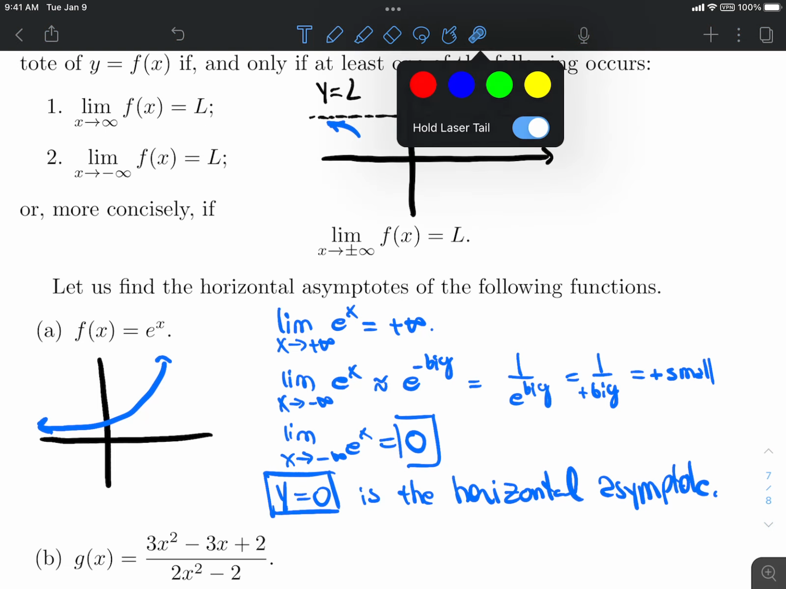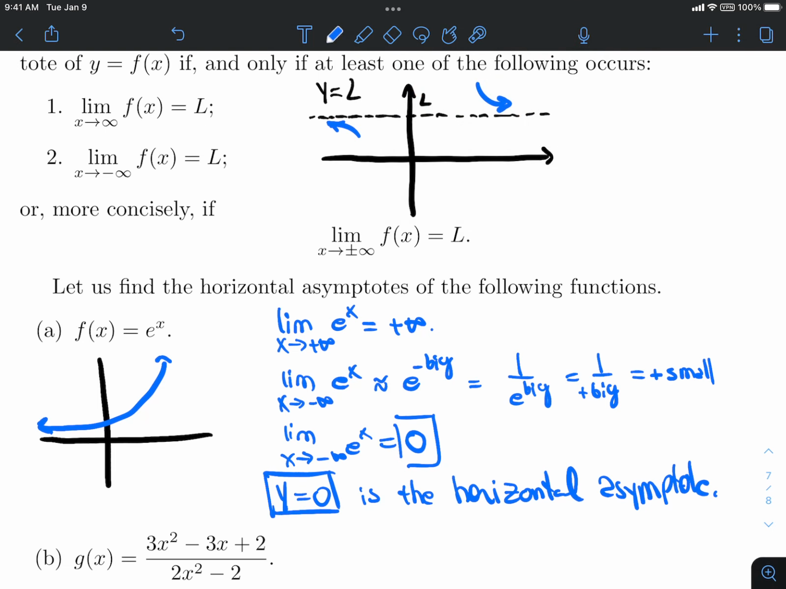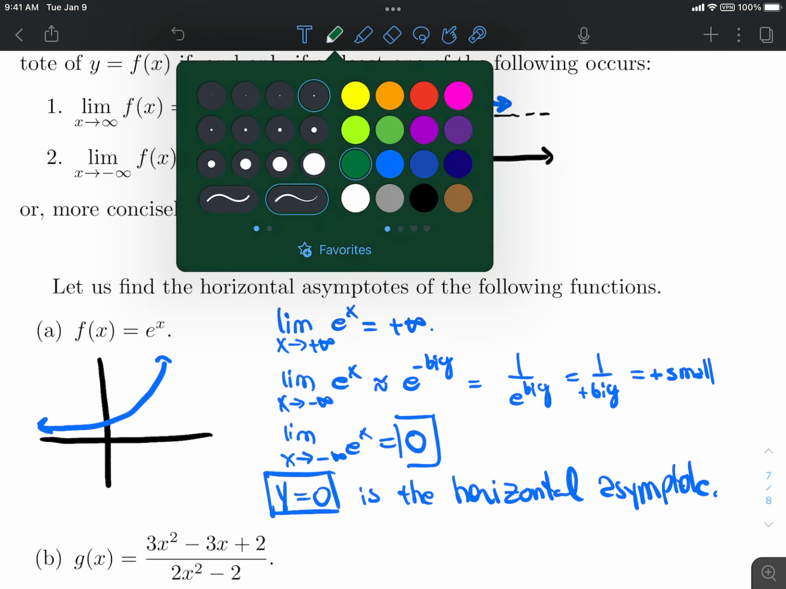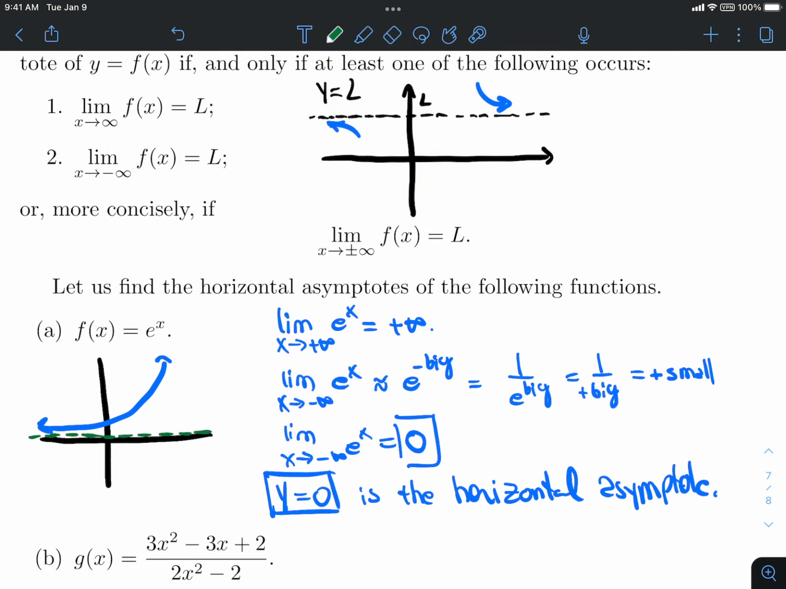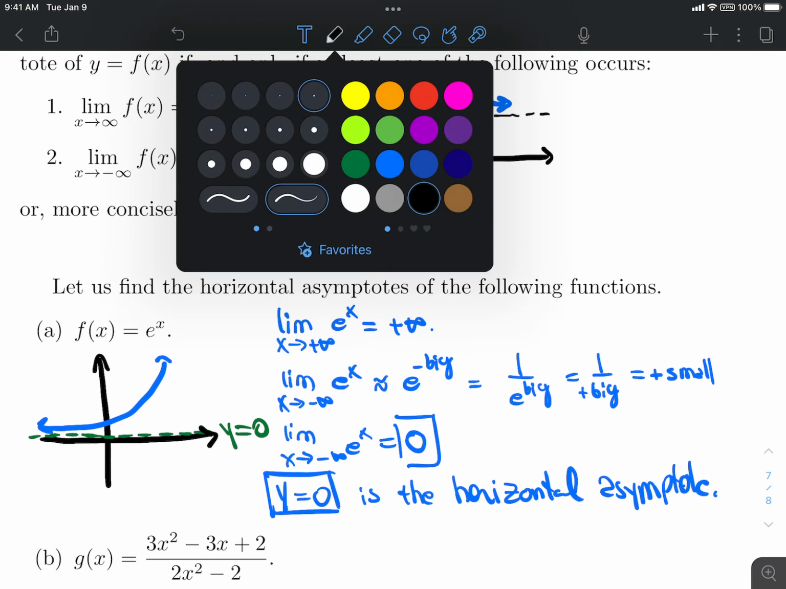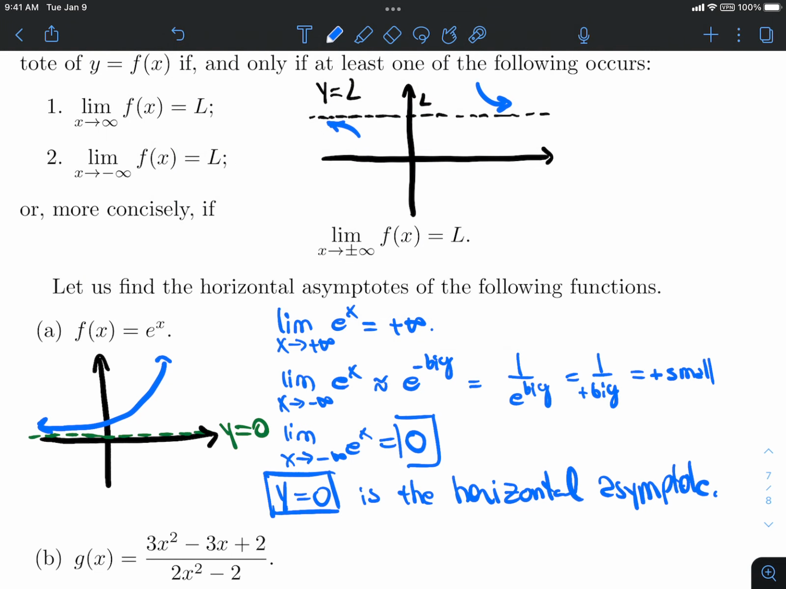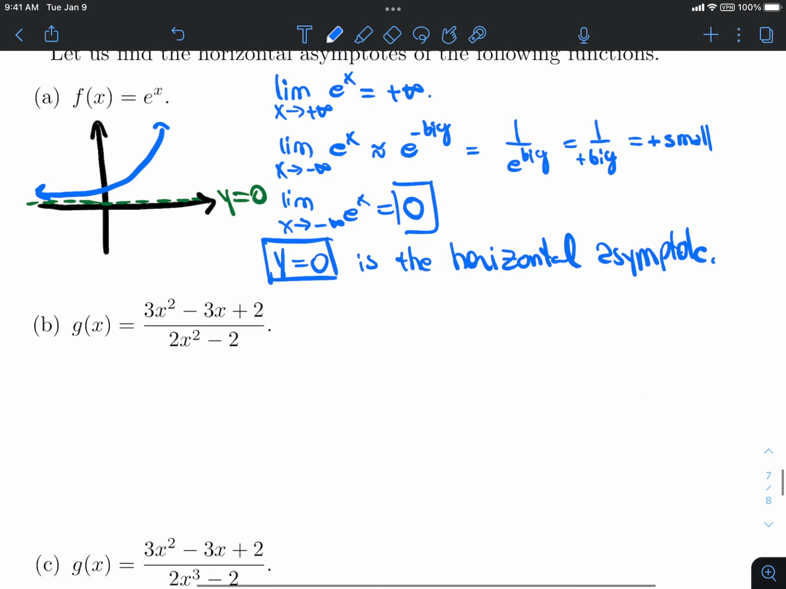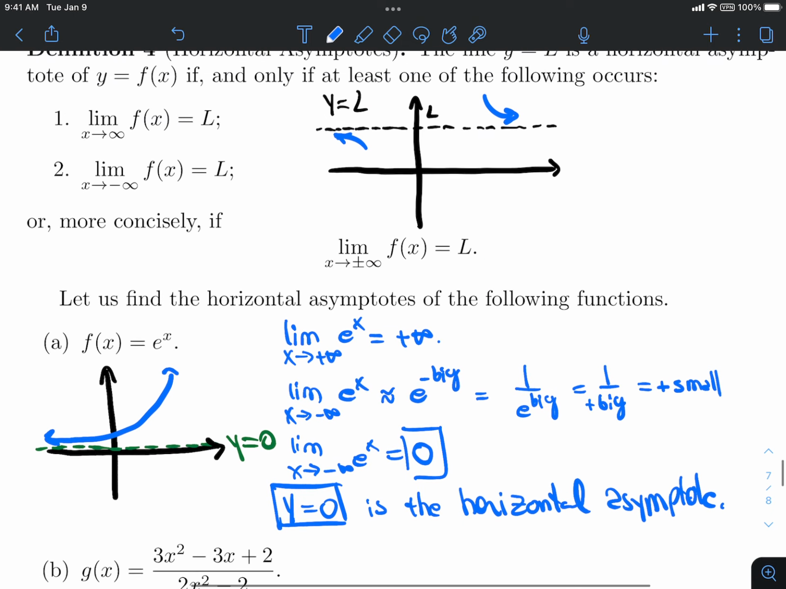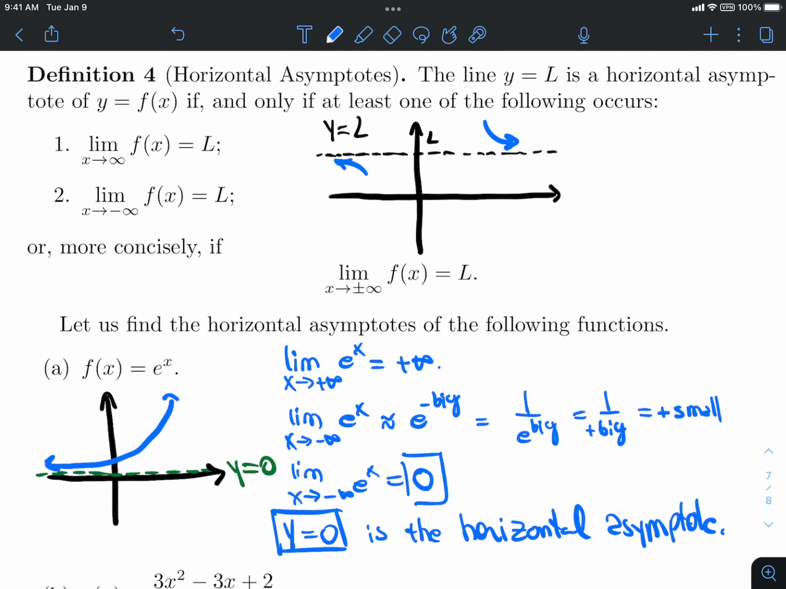Right? This line y equals 0 lives right here. I'll maybe use a different color just to illustrate it. So y equals 0 is this horizontal line, the x-axis. And this line is clearly an asymptote because the graph of e to the x approaches this green line when it goes to the left like this. So all we need to do then is calculate these two limits, basically. As soon as we find one asymptote, we go ahead and calculate the other one.